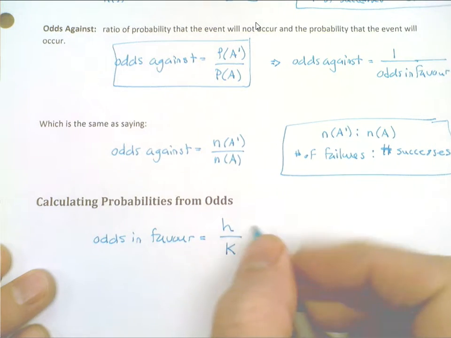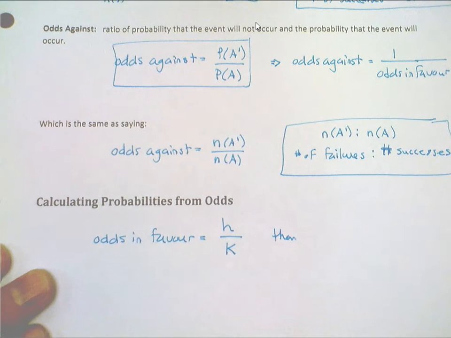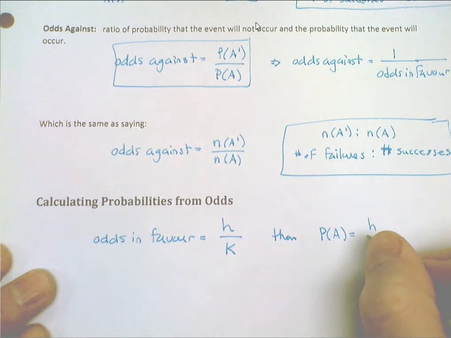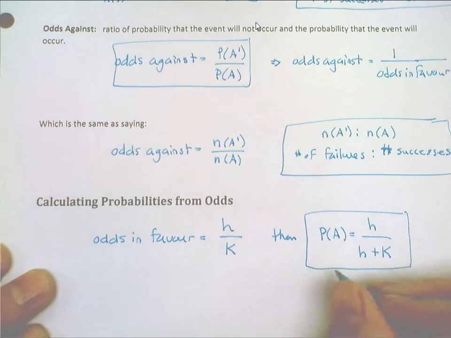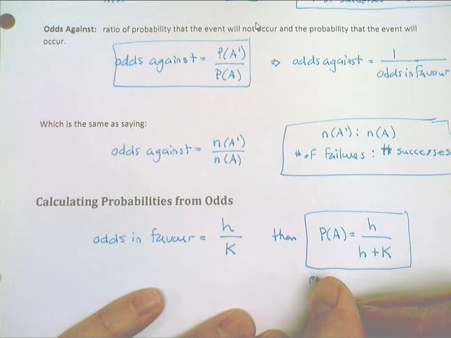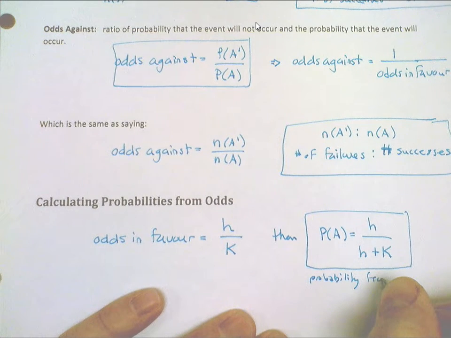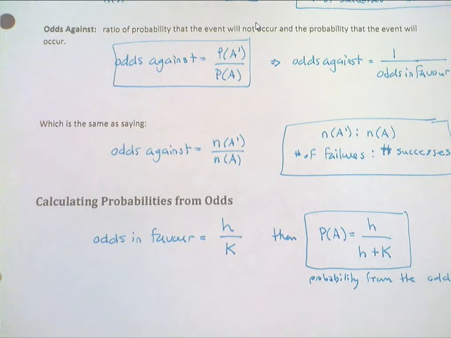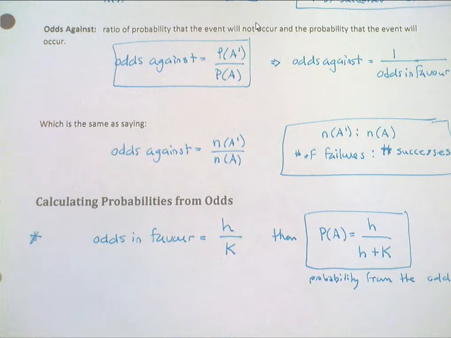If this is what your odds in favor are, then to find the probability that the event will happen, you simply use this formulation. This is probability from the odds. And we're going to use that. This is going to be something that I want you to put a star by, put it in a different color, because it's very handy, and it's something that we're going to use very shortly.